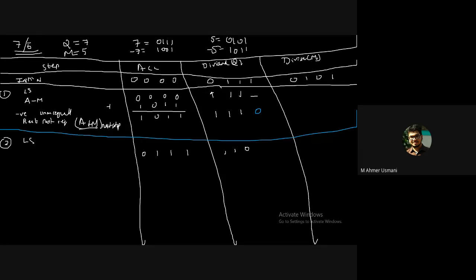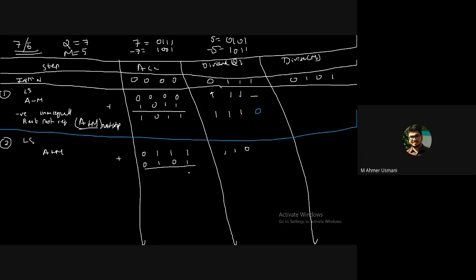You said in the next step, what you need to do instead of performing A minus M? A plus M. So perform A plus M. So add M to this. What is M? It is 0, 1, 0, 1. So add this to this number.